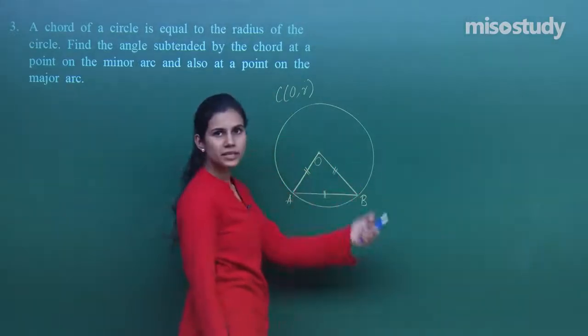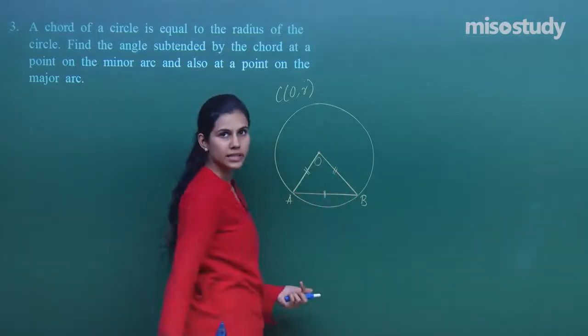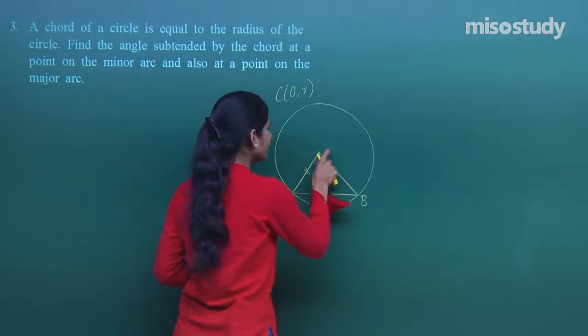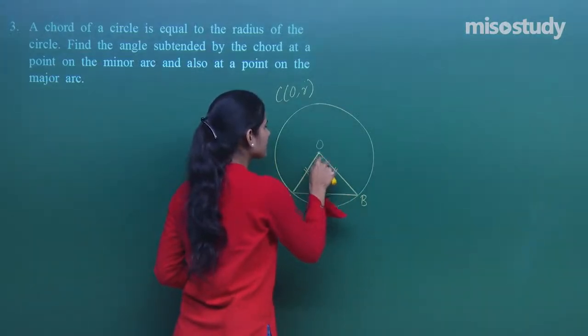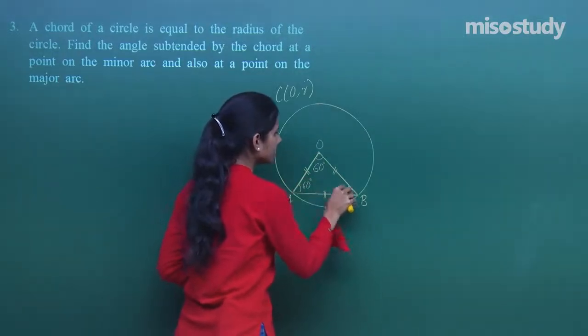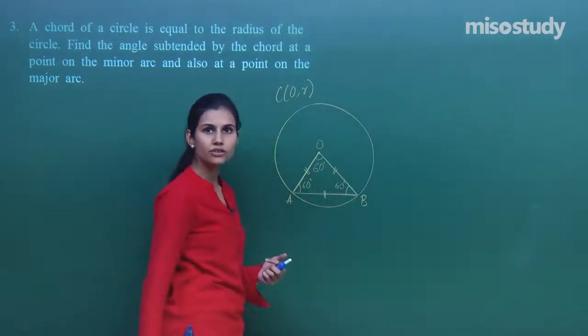OA is the radius, OB is the radius and AB is the chord whose length is equal to the radius. Clearly it makes this triangle an equilateral triangle. So each angle in this triangle is of 60 degrees. So this angle is of 60 degrees, this angle is of 60 degrees, this angle is of 60 degrees because it is an equilateral triangle.